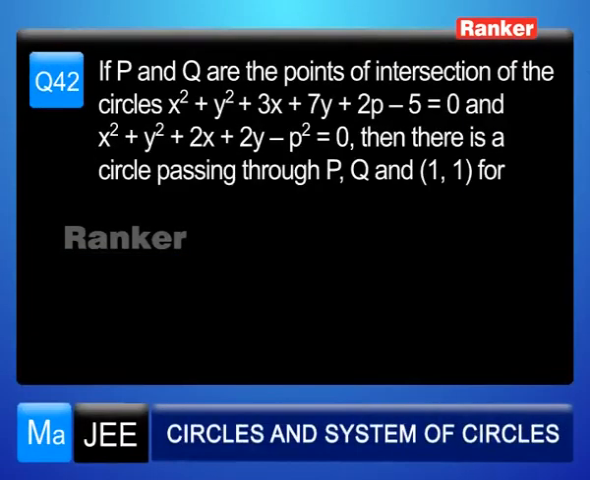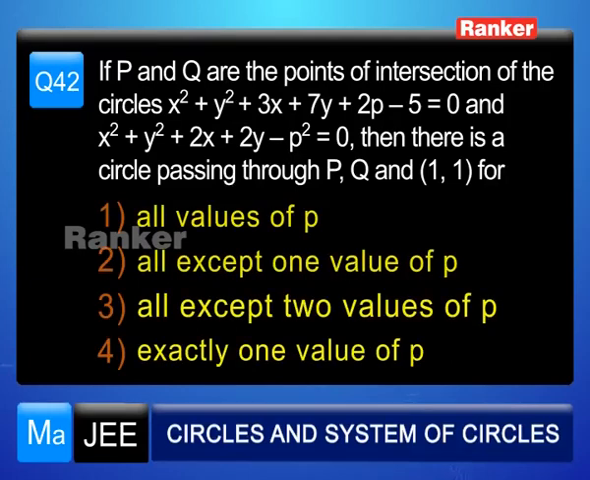If P and Q are points of intersection of the circles x square plus y square plus 3x plus 7y plus 2p minus 5 equal to 0, and x square plus y square plus 2x plus 2y minus p square equal to 0, then there is a circle passing through capital P, capital Q and (1, 1) for: first option, all values of p; second option, all values of p except one value; third option, all except two values of p; and the fourth option, exactly one value of p.